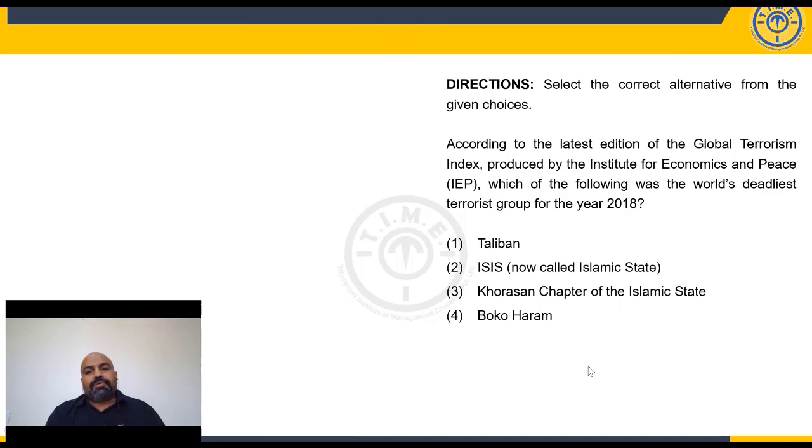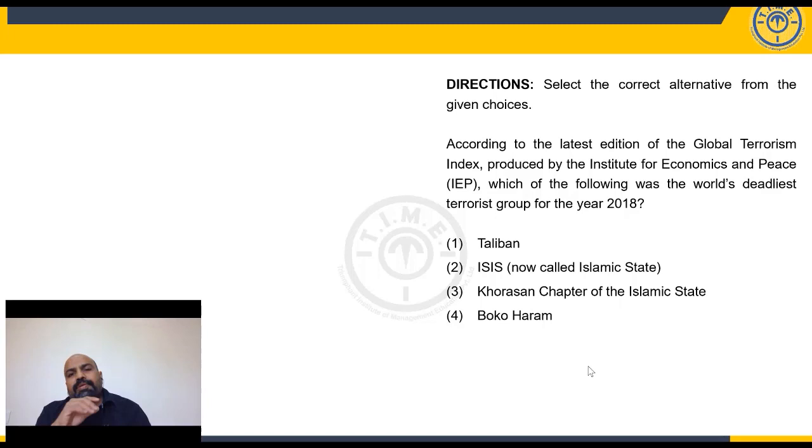According to the latest Global Terrorism Index produced by the Institute for Economics and Peace, which of the following was the world's deadliest terrorist group for the year 2018? Of course, the answer is Taliban, my friends. Taliban is one of the most dangerous terrorist groups in the world. It does not have greater ambitions of running the world, but it does have ambitions of controlling Afghanistan, where today about 65% of the country's geographical area is controlled by Taliban.